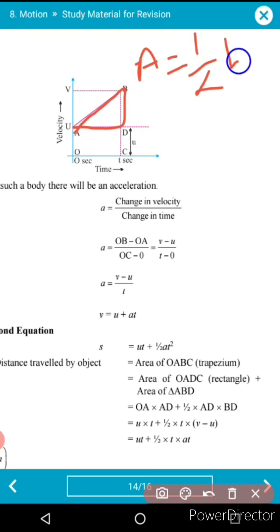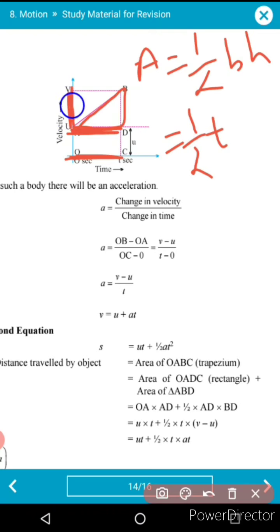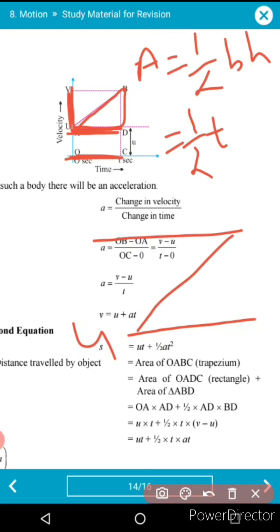Half of base into height. So what is the base? The base is similar to this. So the base is T, and what is height? Height is this. This will show U and this will show V.